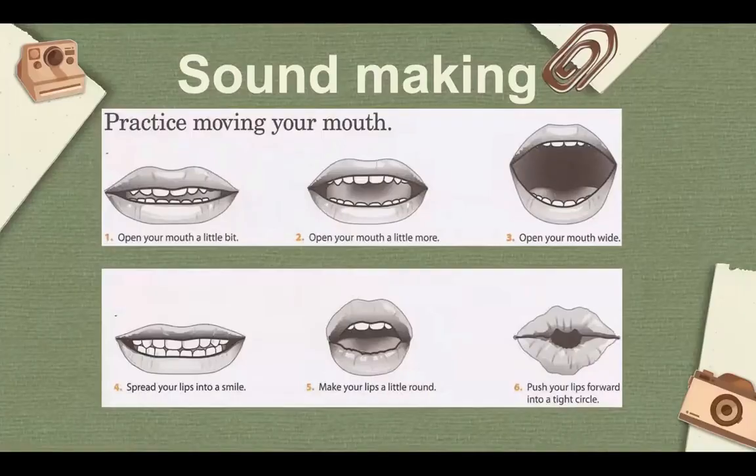Before you make the sound, you need to practice moving your mouth first. So we have 6 steps to practice moving your mouth. Firstly, you need to open your mouth a little bit. Step 2, you need to open your mouth a little more. Step 3, you need to open your mouth wide. And step 4, you split your lips into a smile. Step 5, you make your lips a little round. And the last step, you need to push your lips forward into a tight circle. So here are the 6 steps to practice moving your mouth.